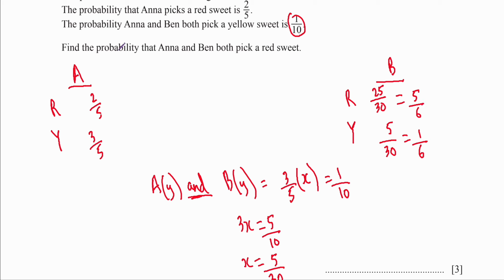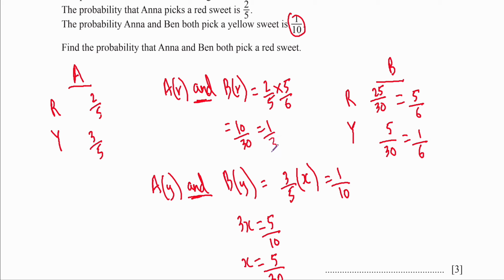But the question says find the probability that Anna and Ben both pick a red sweet. Well, now we have all the numbers that we need, right? So Anna red and Ben red. Well, you just multiply once again. This is and. So you would have 2 over 5 times 5 over 6. Because that's the probability for red for Anna. And then for Ben, for red is 5 over 6. So 2 over 5 times 5 over 6. Well, you just end up getting 10 over 30, which is equal to 1 over 3. And that's your answer. Your answer would be 1 over 3.